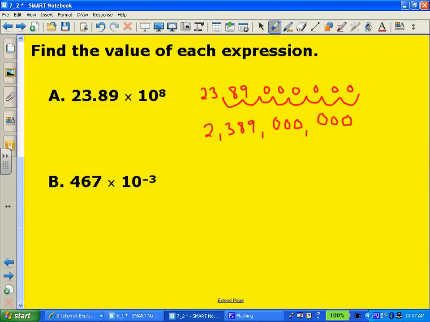Get another one here. 467 times 10 to the negative third. Well, the decimal is at the end of the number. Since it's a negative power, I'm moving 3 spots to the left. So that's going to give me 0.467 as the value of that number.